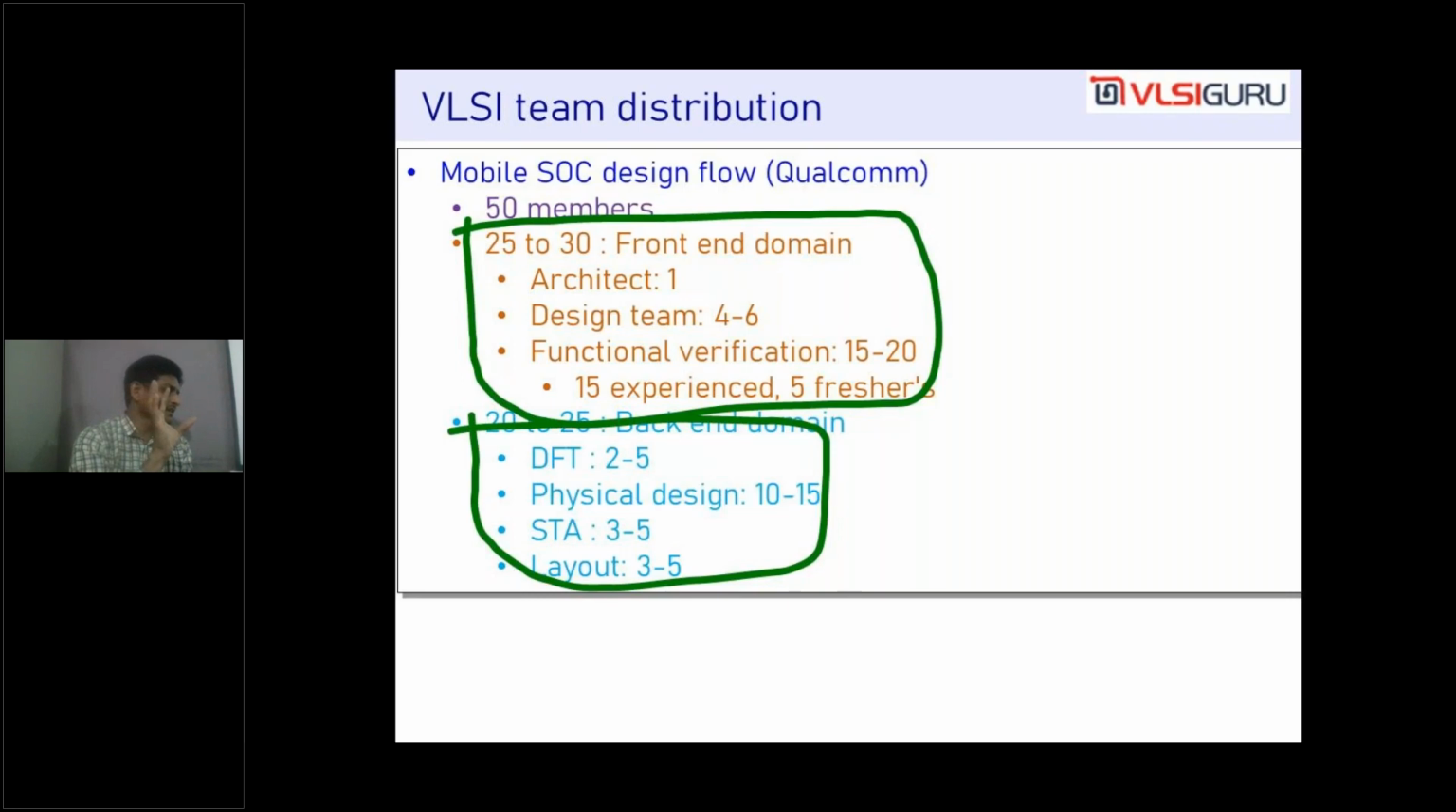If you are interested in a programming-based job, I told you, right? The front-end domain is similar to a software job role. You can go for the front-end domain. Like C is their Verilog language, C++ is similar to SystemVerilog, and Java is similar to UVM. So if you are interested in a programming kind of job, you should go for the front-end domain.